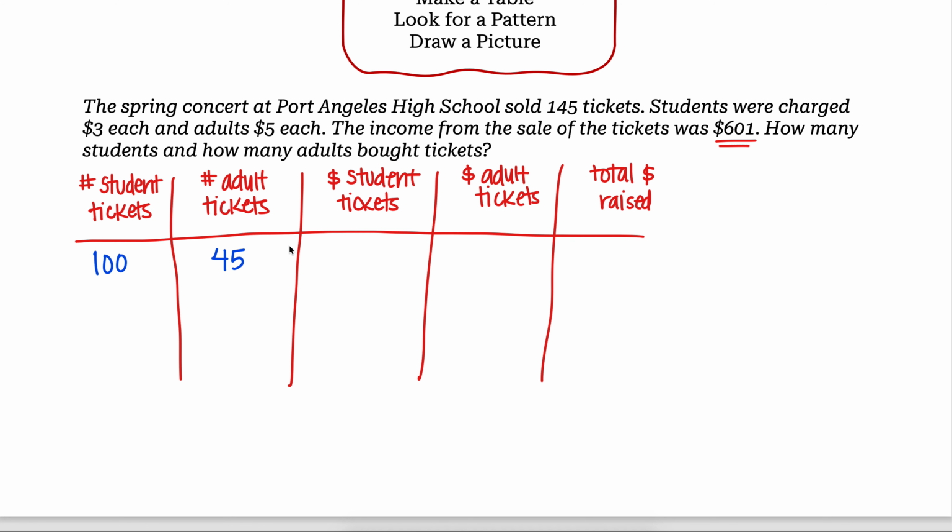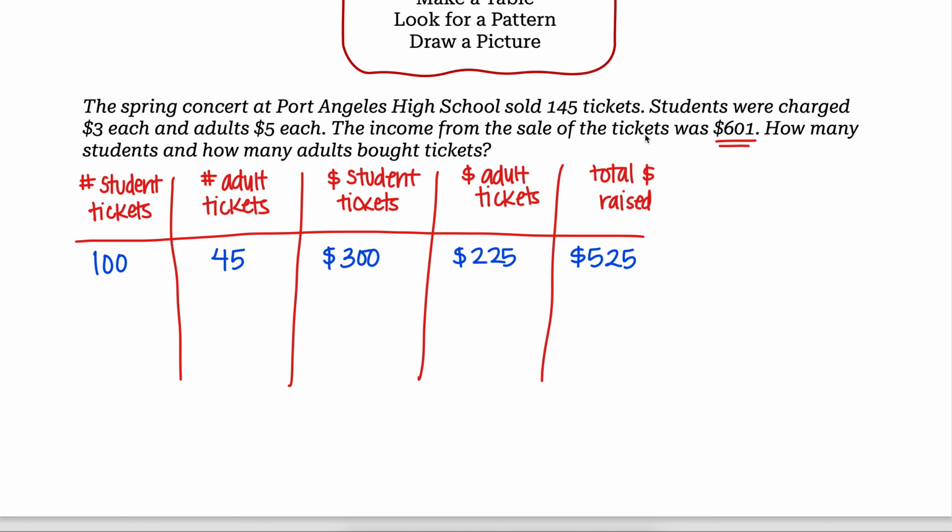So how much money did that make? Well, the student tickets are $3 each. 3 times 100 is going to be $300. The adult tickets are $5 each. 5 times 45 is $225. So the total money raised in this case, if you add these together, is going to be $525.